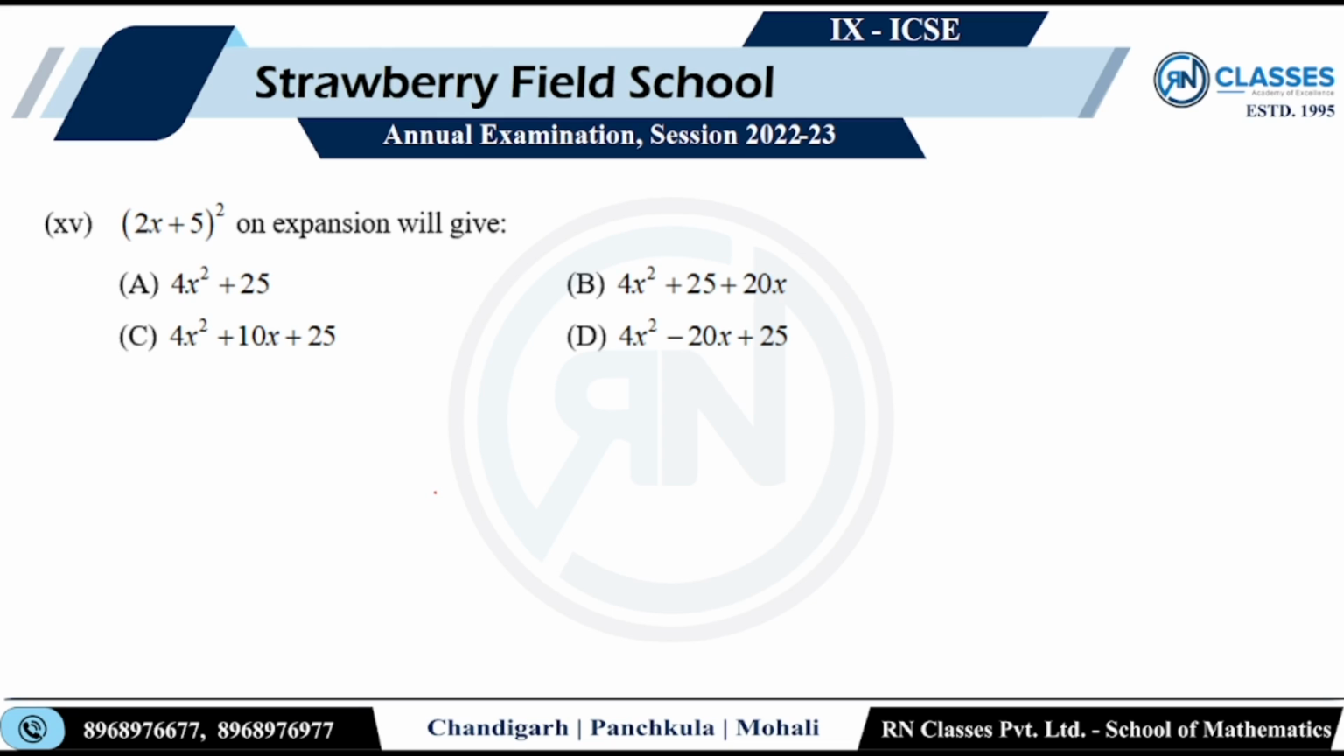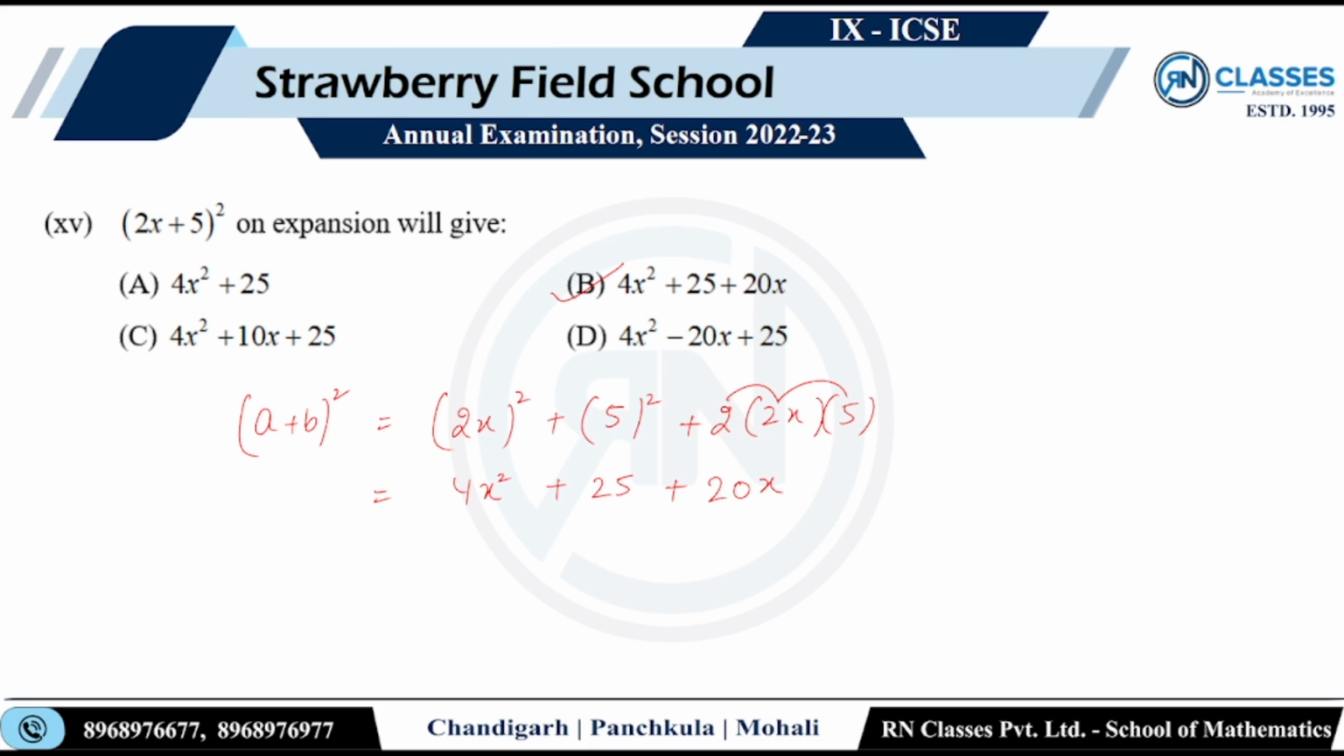Next, 2x plus 5 whole square. You have to expand this. Okay, ये बना क्या? A plus b का whole square ही तो बन रहा है, right? A की वैल्यू क्या है यहाँ पे? 2x का स्क्वायर, then 5 का स्क्वायर plus 2ab, right? So this becomes 4x squared, this becomes 25, and this becomes 4 5s are 20x. B part is the right choice.